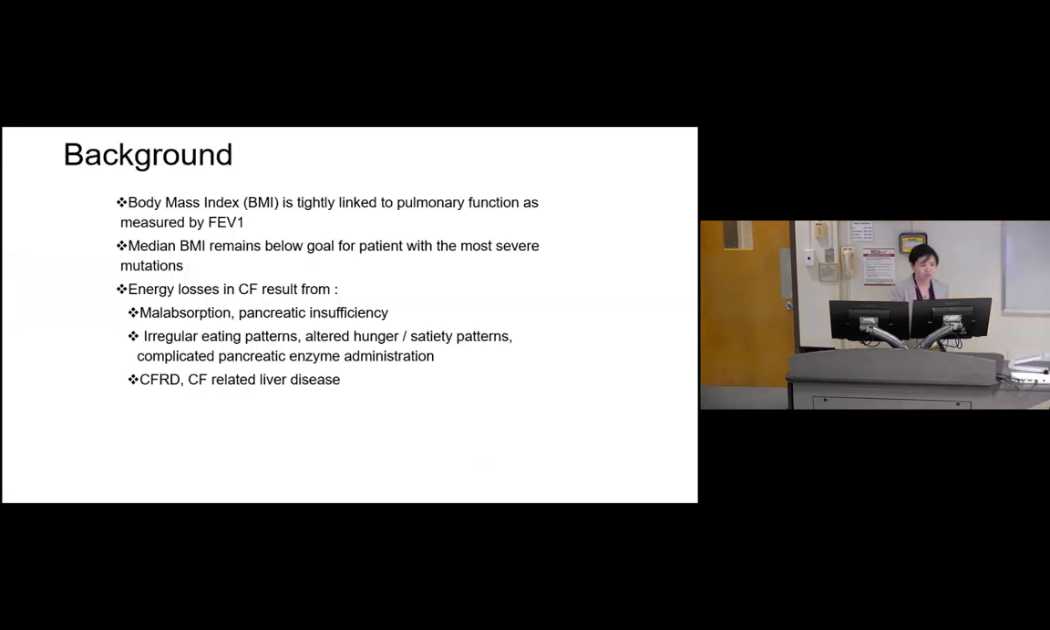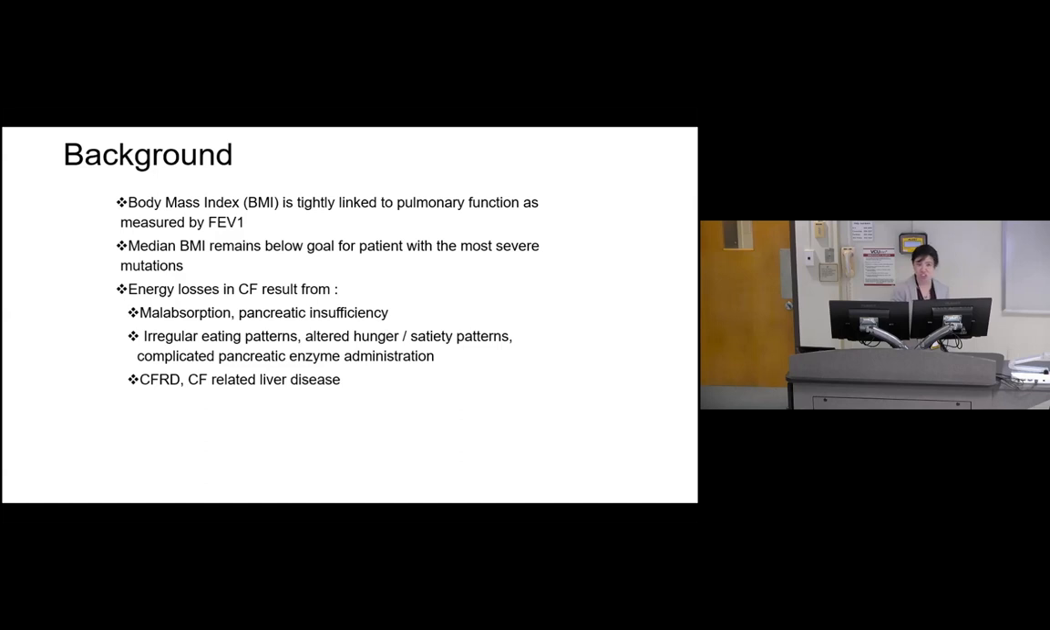So just by way of some background, I think we're all pretty well aware that for our patients with cystic fibrosis, there is a huge focus on nutrition pretty much from initial diagnosis, because the body mass index for our patients with cystic fibrosis is really tightly linked to their pulmonary function assessed by FEV1 and their overall health status. And even though there have been significant improvements in body mass index over the past several years with this increased and ongoing diligent attention to nutritional status, for many patients with cystic fibrosis, median BMI still remains below goal. And most significantly, it's severely below goal for the patients who happen to have the most severe mutations and therefore the most severe pulmonary disease.